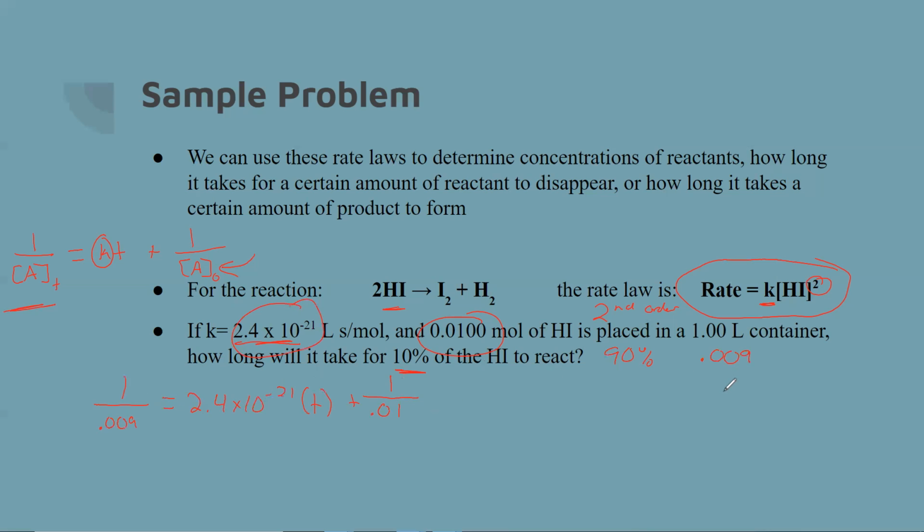All right, and when everything is said and done, I should be rounding my answer off to 2 significant figures because this number gives us 2 sig figs. Everything else has more than that. So all I have to do is solve for T, rearrange my equation and do that. And when everything is said and done, I get 4.6 times 10 to the 21st seconds.